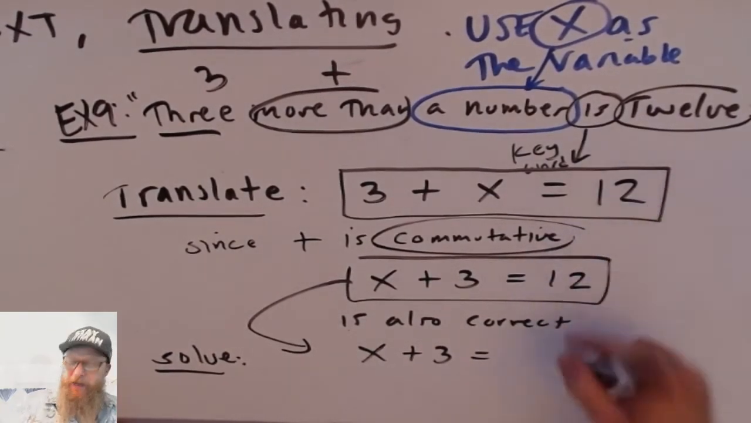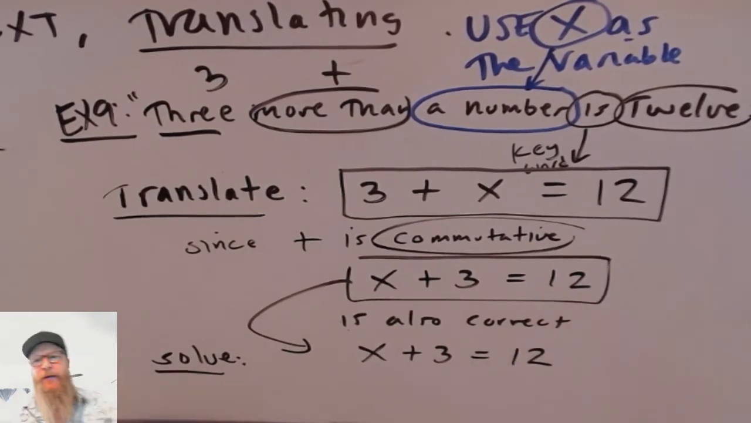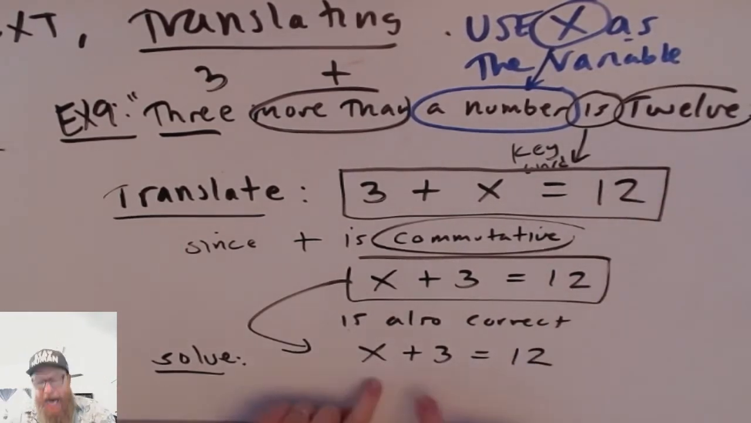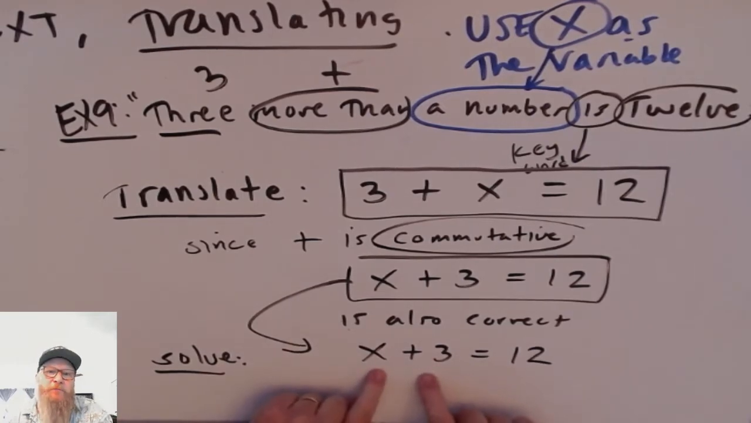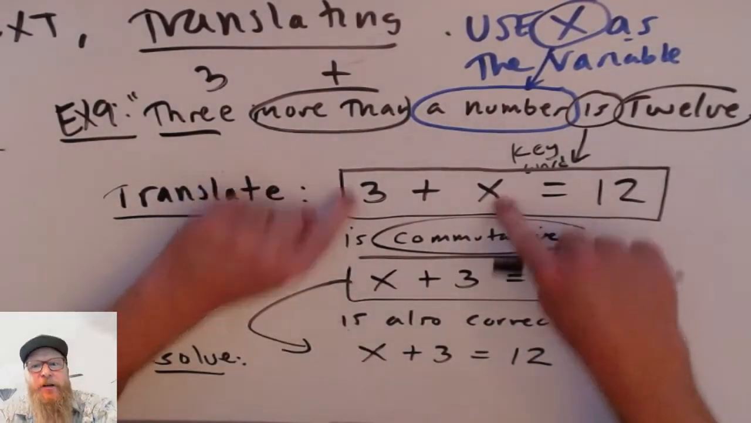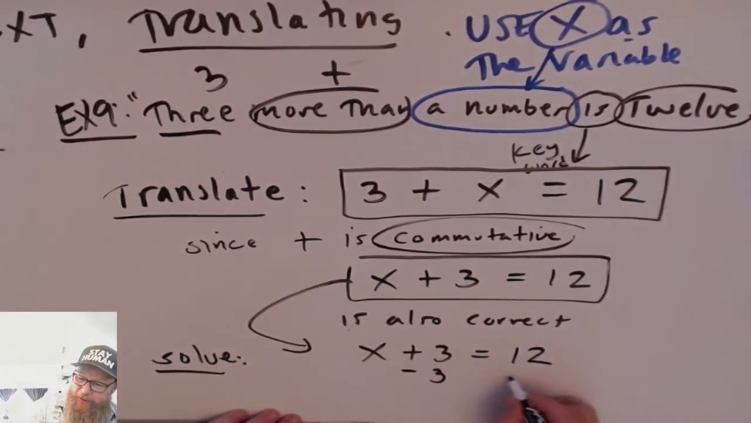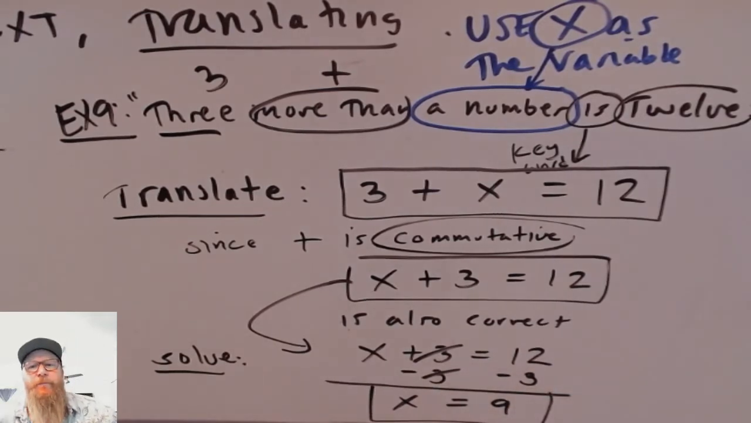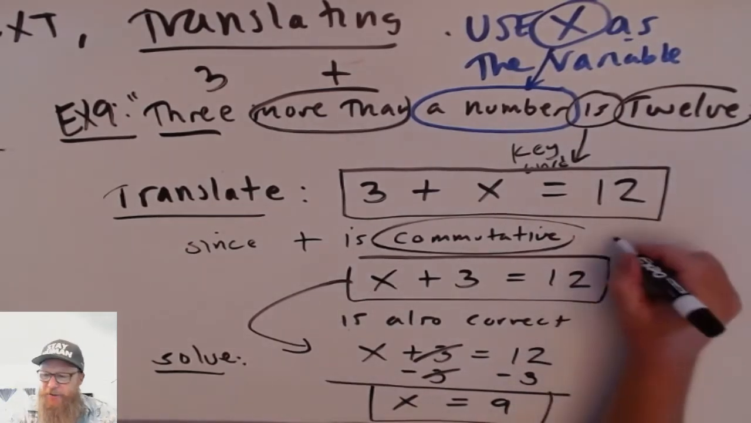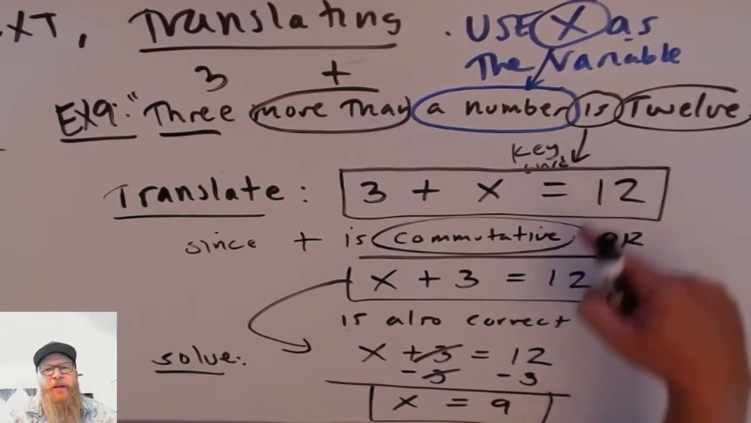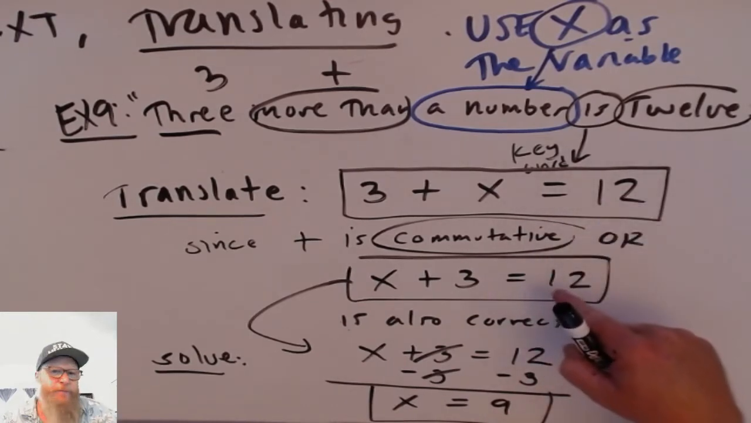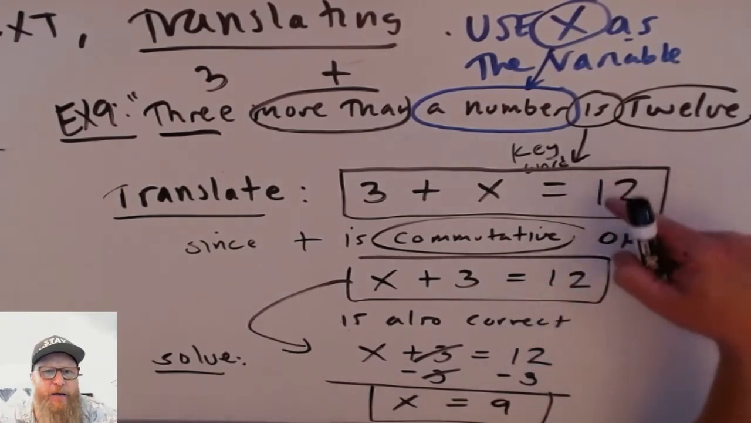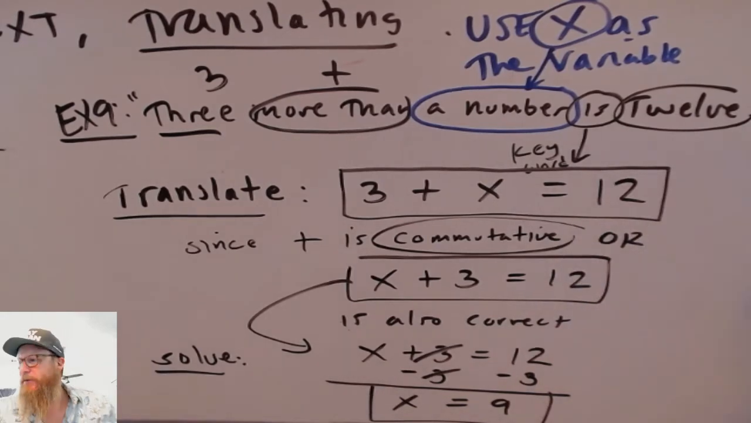I almost screwed that up. I wrote 13. 12, 12, 12. Double check everything's 12. All right. I prefer to solve it this way, although you will get the same answer if you solve it this way. Subtract 3 from both sides, and x is equal to 9. All right, so you have 2 possibilities for the translation. I'll accept either one. Remember, I like to say tomato. I also like to say tomato.